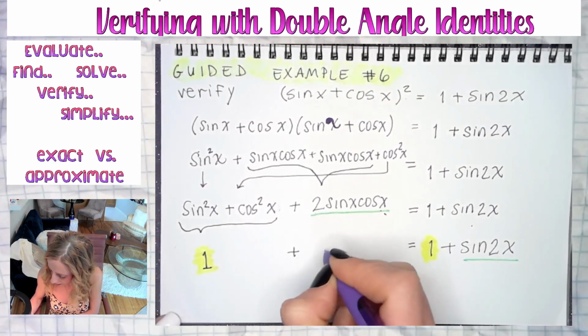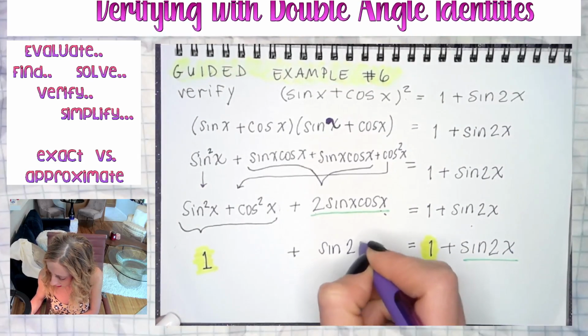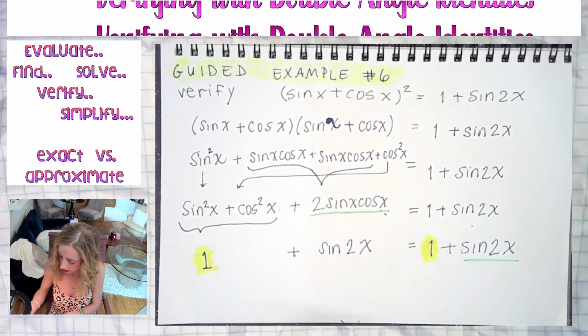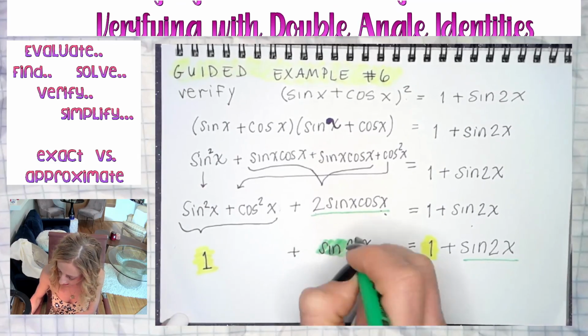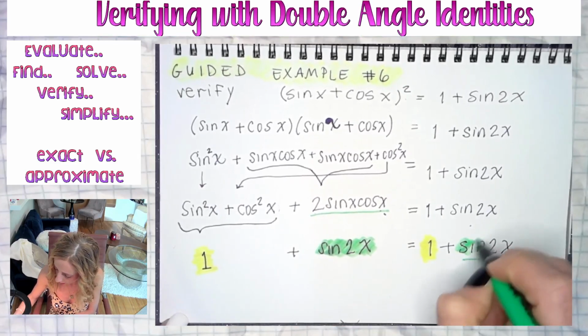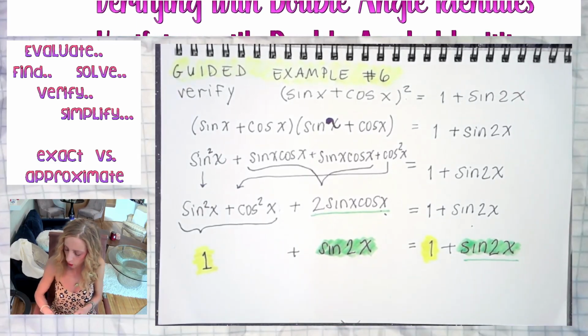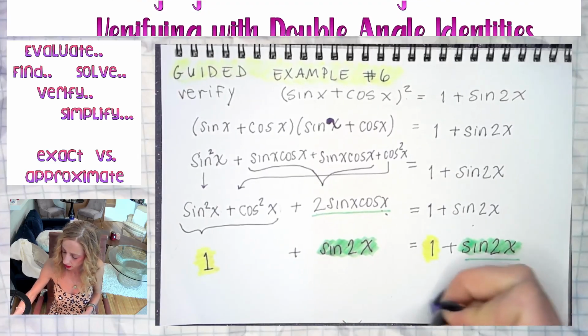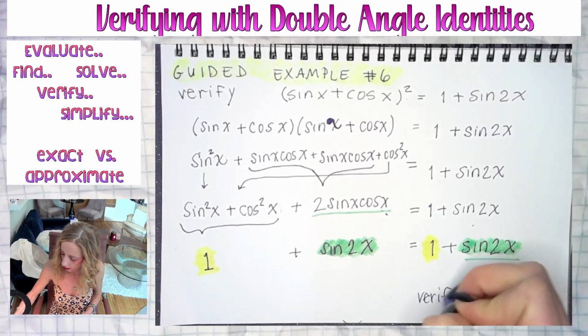So that next step, I'm going ahead and I write that down. We are done. We have verified. We have shown our work. Winner, winner, chicken dinner. So I hope you found this doable. Verified.